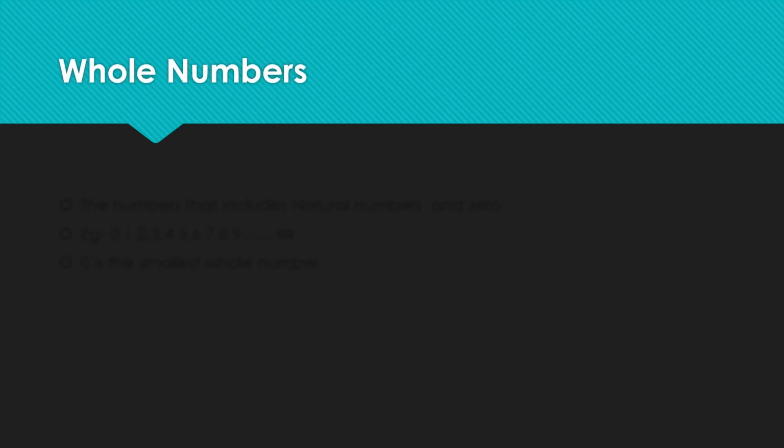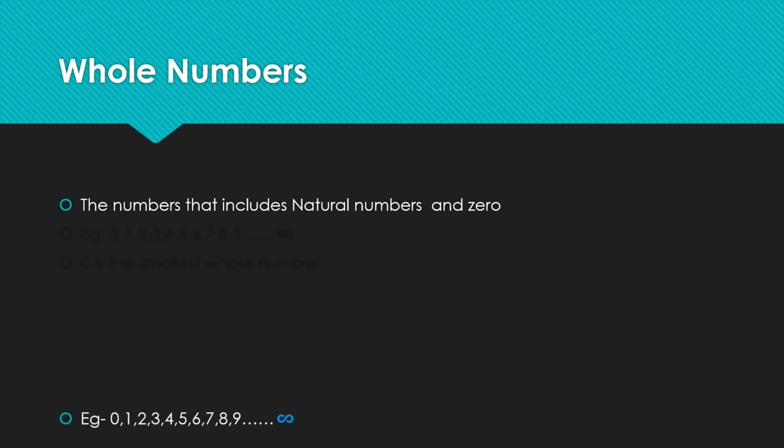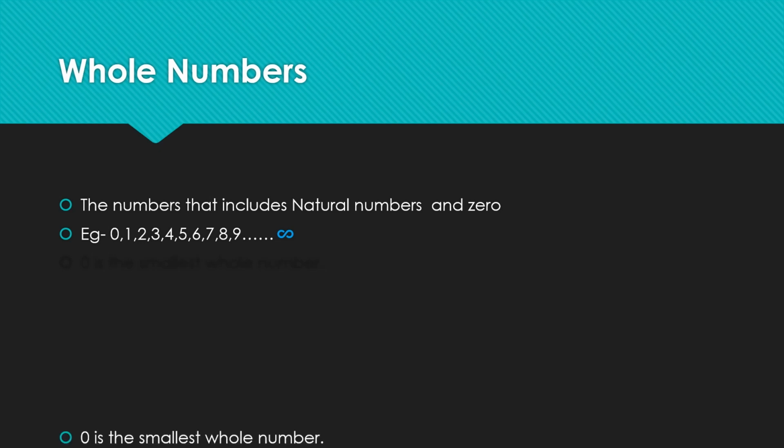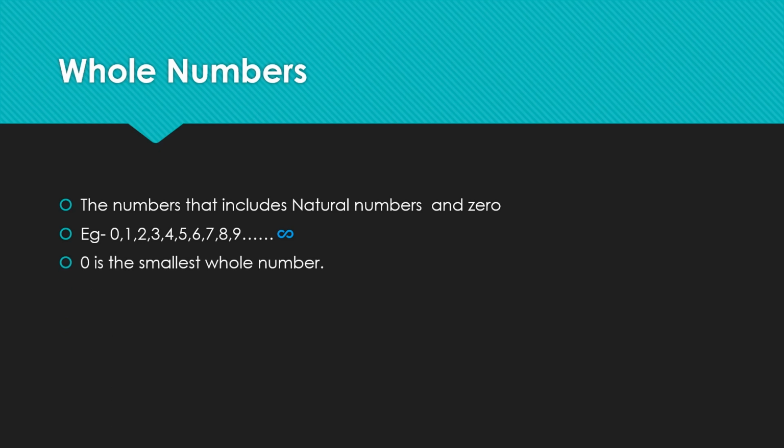Next, we are moving to whole numbers. Whole numbers are the numbers which include the natural numbers and zero. Along with the natural numbers, if we add zero, it is a whole number. Examples are 0, 1, 2, 3, 4, 5, etc., till infinity. So 0 is the smallest whole number and 1 is the smallest natural number.